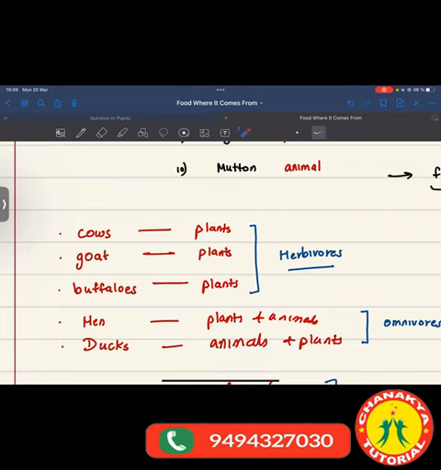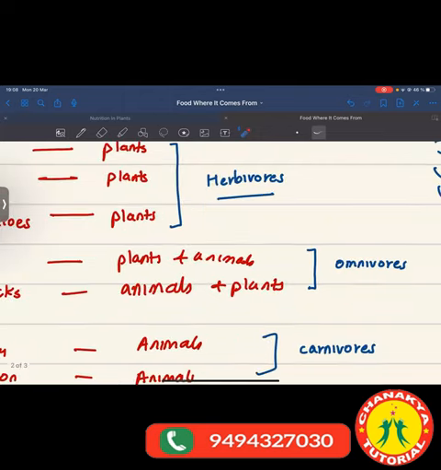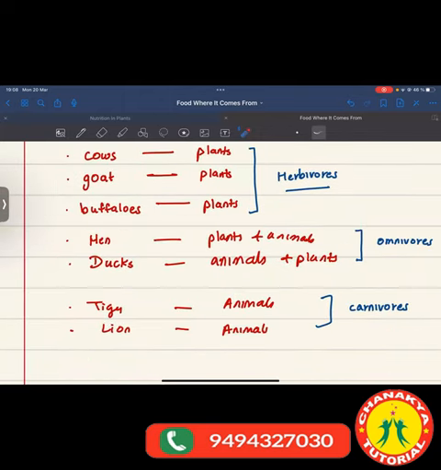So the ones that consume only plants are known as herbivores. Whereas hens and ducks, that is poultry, they consume both plants and animals. And even us human beings, we consume both plants and animals. So we are known as omnivores. Whereas tiger, lion and all, you give them plants, they won't even go and smell it. They're just not that type. So they eat only animals. So they are known as carnivores.